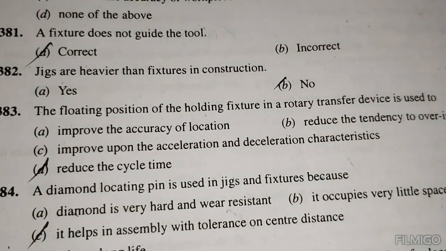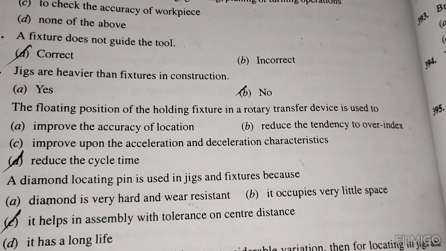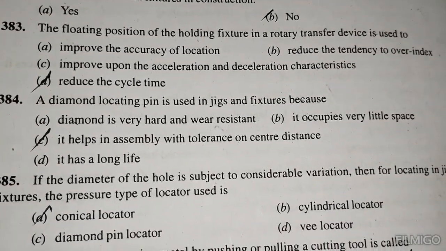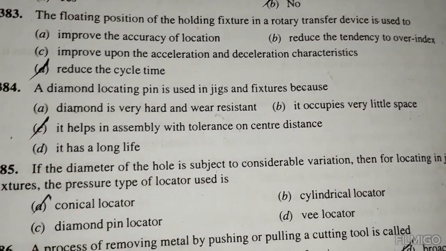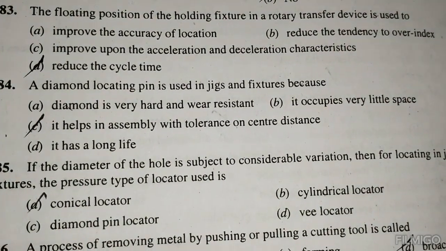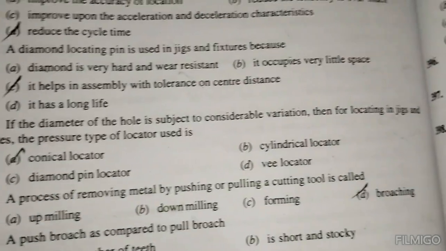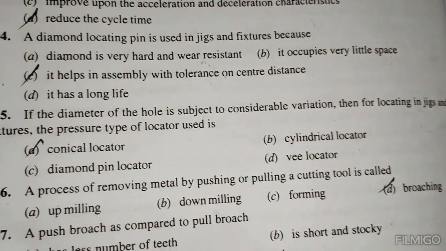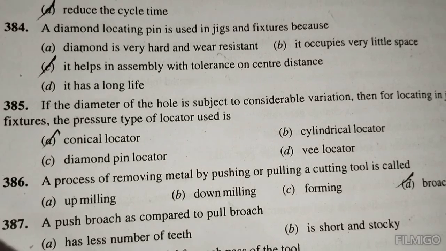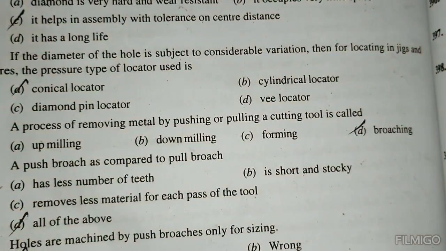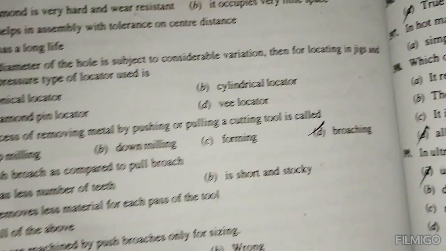Which of the following positions of a holding fixture rotated by a transfer device is used to reduce the cycle time? A diamond locating pin is used in jigs and fixtures because it helps in assembly with tolerance on center distance. If the diameter of the hole is subject to considerable variation, then for location in jigs and fixtures the pressure type conical locator is used. The process of removing metal by pushing or pulling a cutting tool is called broaching.